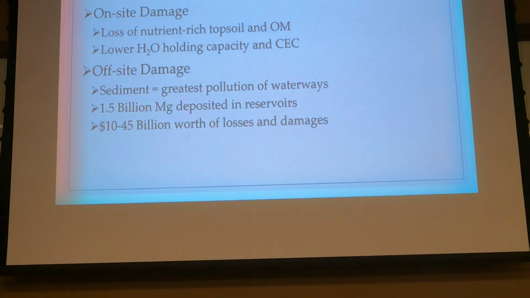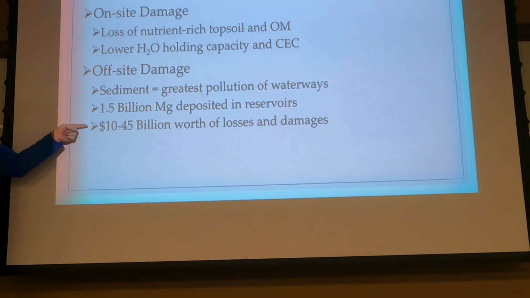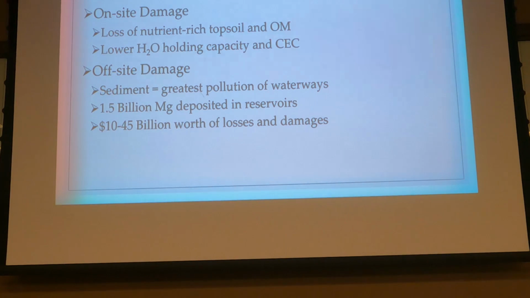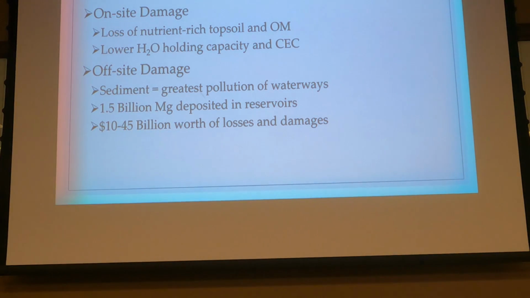We talked about some of the on-site damages, or off-site damage. We have 1.5 billion megagrams deposited, and this is like $45 billion worth of cleanup that we have to do over this thing that we really can't stop. We need paper that just got printed. We need these things. We need that land so that we can grow crops.